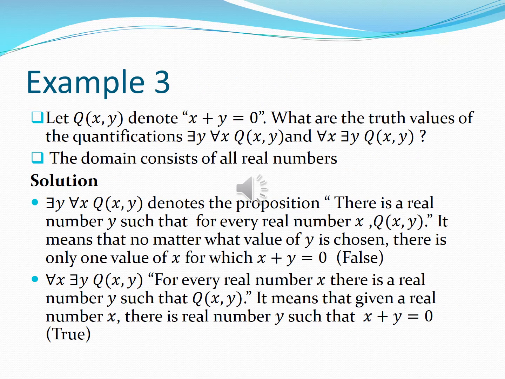Example 3. Let q of x denote x plus y is equal to 0. What are the truth values of the following quantifications? Existential quantifier y, universal quantifier x, q of x. And another statement, universal quantifier x followed by existential quantifier y, q of x. The domain here consists of all real numbers.